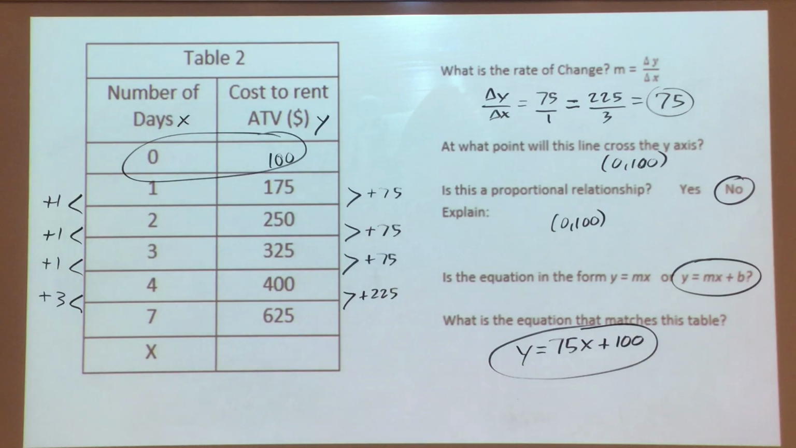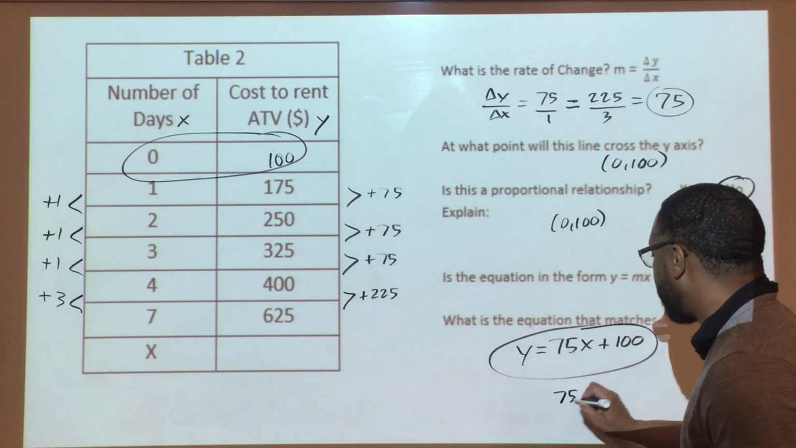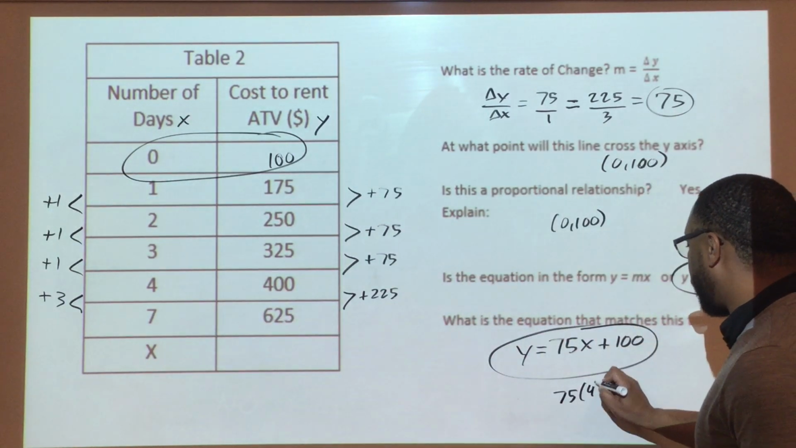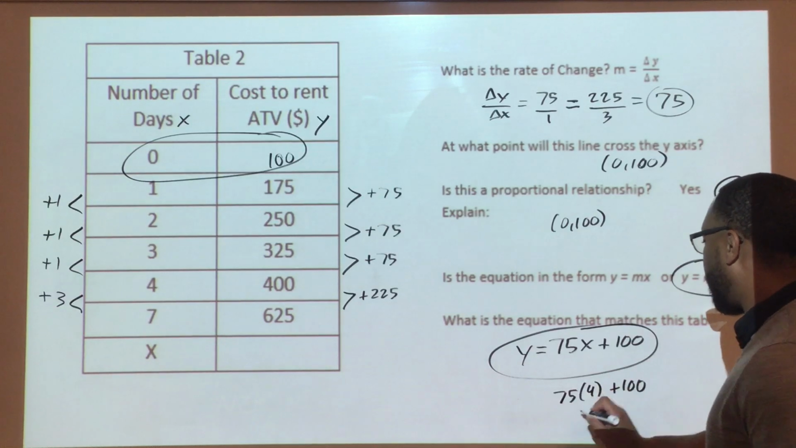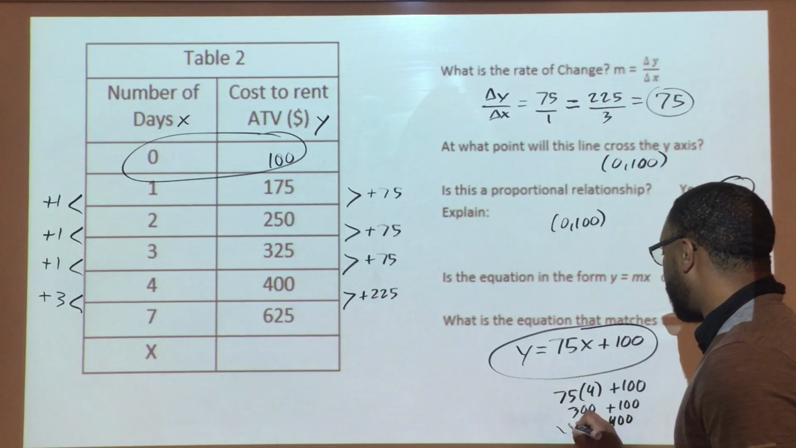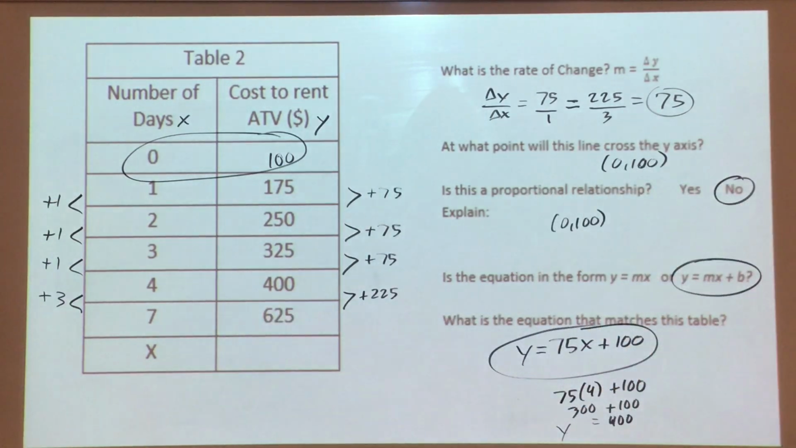So again, this is all very much connected. And I want you to test these things. Don't just trust what I say. Test it out. Math is about proving and making sure. But again, we looked at this. If you plug in a 4, let's just do it, 75 times 4. Well, 75 times 4 is 300, and 300 plus 100 equals 400. So y does equal 400 when you plug in a 4 for x.